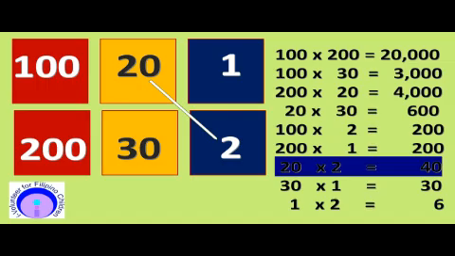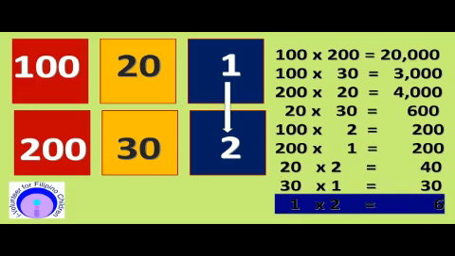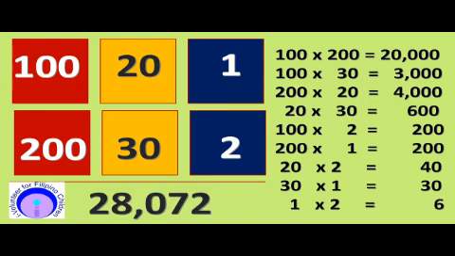Step 7. We are multiplying the tens and the ones. And step 8 also is tens and the ones. We can lump this together. 20 times 2 is 40, plus 30 is 70. And the last step is ones times 1. Therefore, 1 times 2 is equal to 2. At this point, the total sum is equal to 28,072.